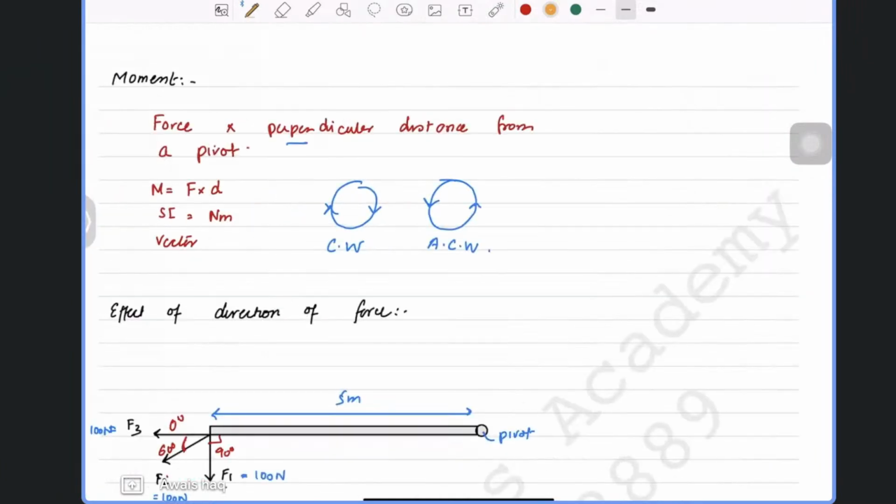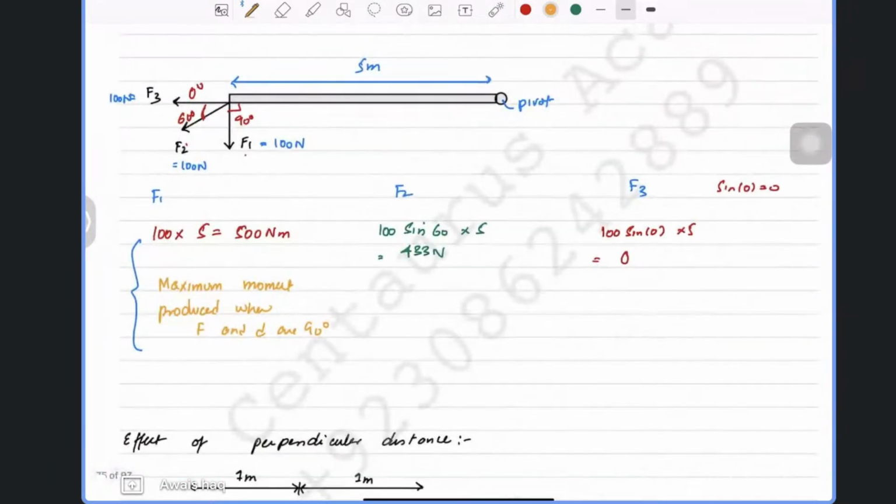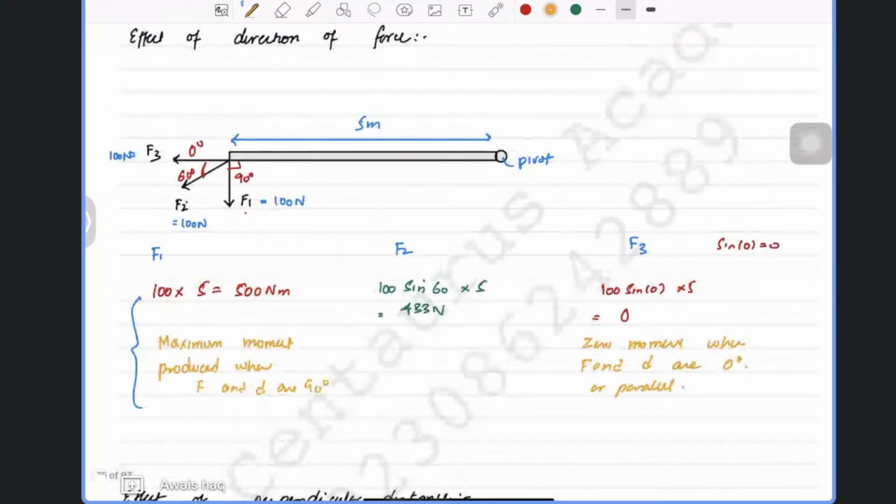All right, and then you have 0 moment when force and distance are 0 degrees or parallel. So you guys should remember the effect of angle, right? Every other angle would be less. So please write it down. Let me know if you have a question.